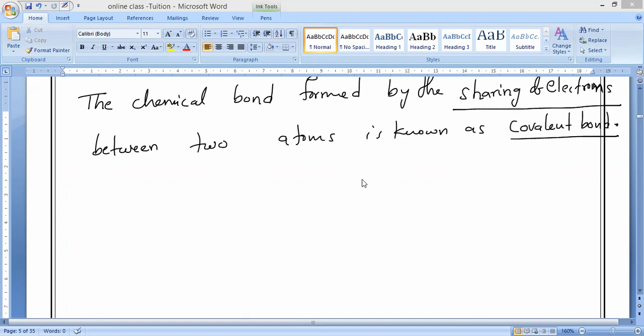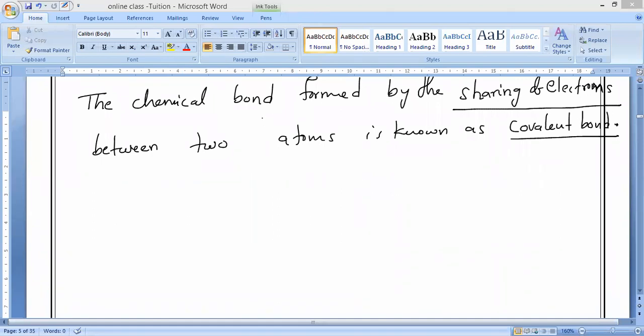You should remember that here also the atoms share only the outermost electrons, in the formation of a covalent bond. Before giving examples to understand this, you should learn what type of elements form covalent bonds.